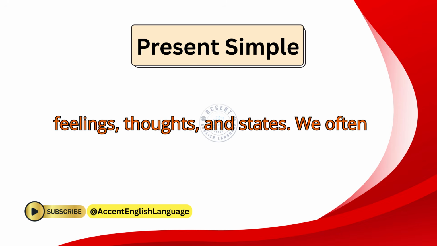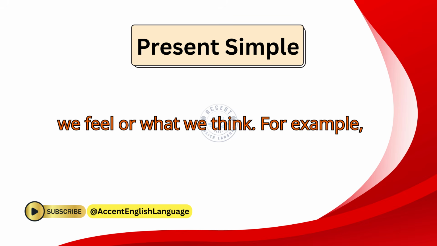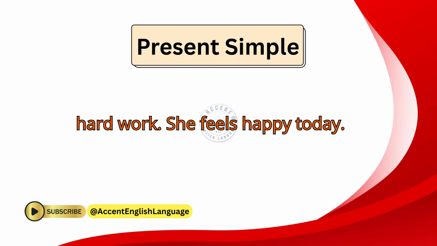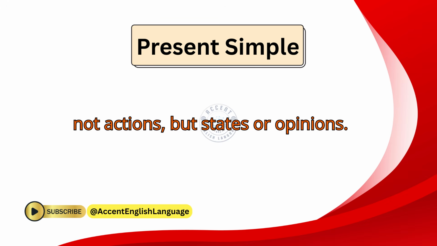Expressing feelings, thoughts, and states. We often use the present simple to talk about how we feel or what we think. For example, I love chocolate. He believes in hard work. She feels happy today. I think this movie is great. These are not actions, but states or opinions.